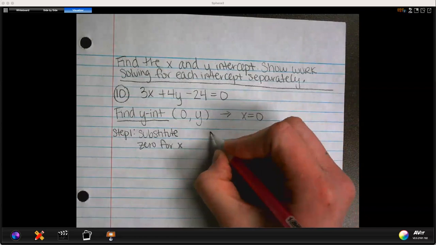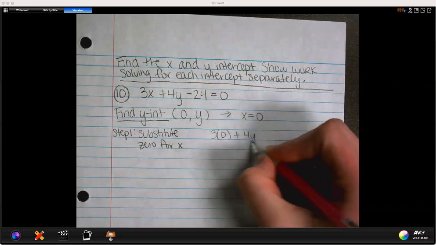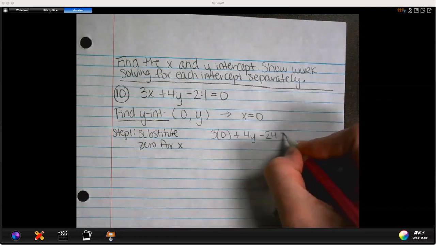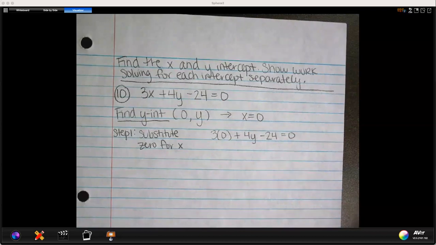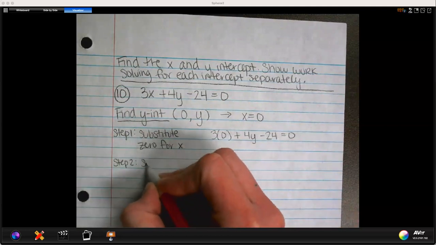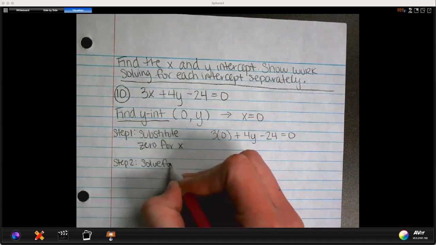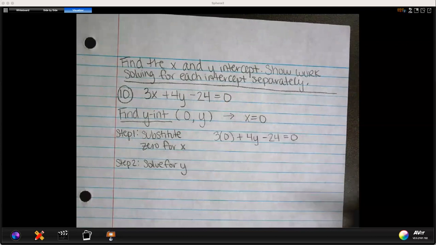Which would look like 3 times 0 plus 4y minus 24 equals 0. Now, once I substitute 0, what's the only thing I could solve for? I would solve for y. Okay, because we know x is 0, we want to figure out what is the y value.